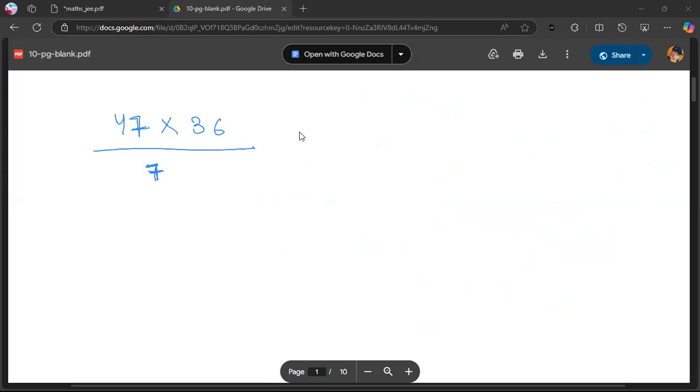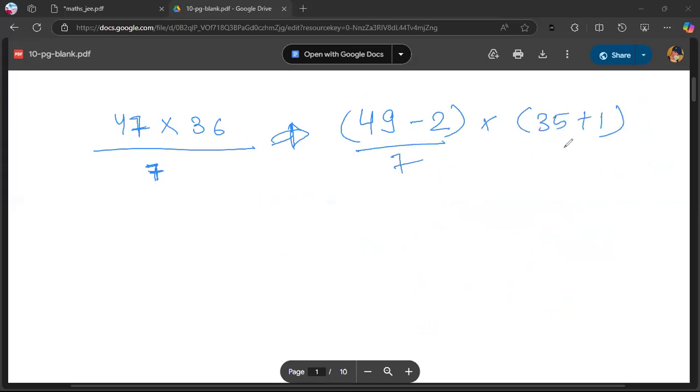So now 47 can be written as 49 minus 2. And we are doing it purposefully. I'll tell you why. Just for understanding. So 49 is a multiple of 7, right? Yes, sir. 35 is a multiple of 7. So if we divide them by 7, what will be the remainder? 0.